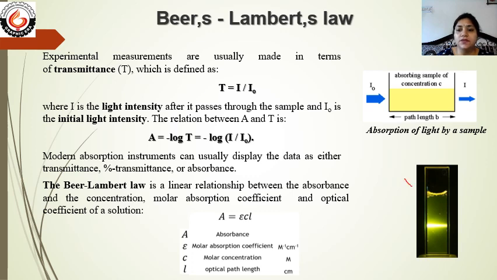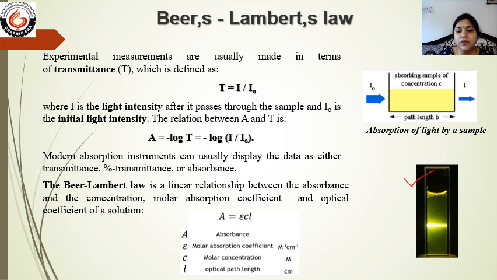Here this one is a photograph of a cuvette. Cuvette is made up of quartz or glass, and in UV spectrophotometer the sample is placed in this cuvette. So I is the light intensity after passing through this cuvette which contains the sample, and I0 is the initial light intensity. That means before passing through this sample, what was the intensity of the light.